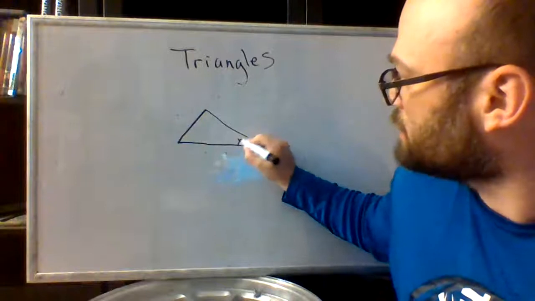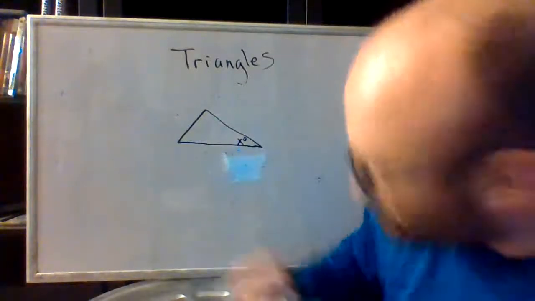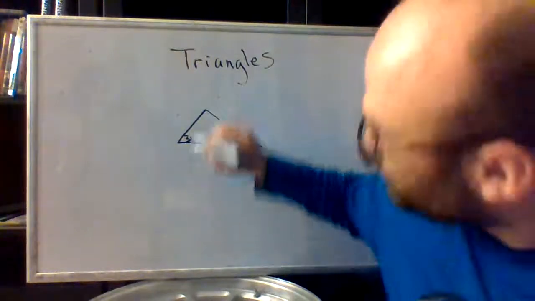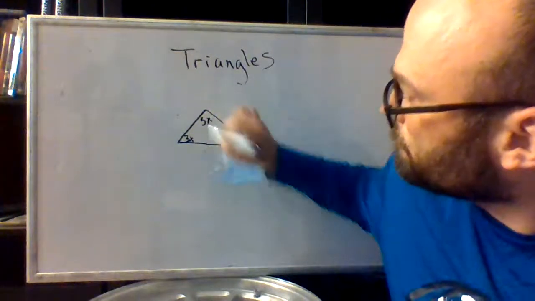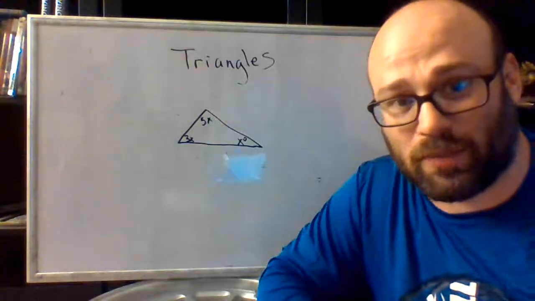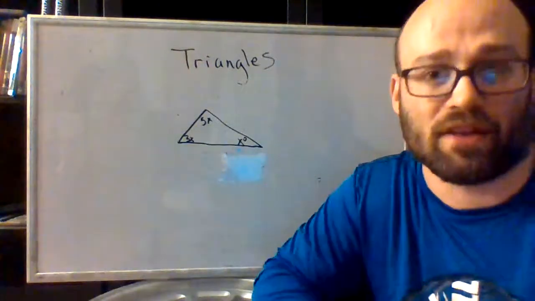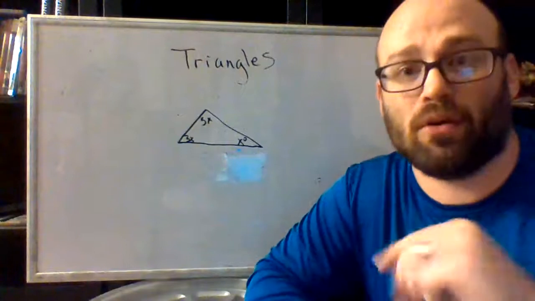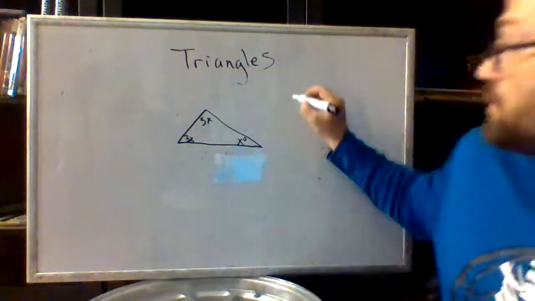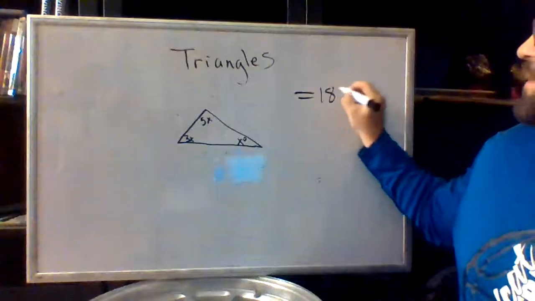We have x degrees. We have 3x. And we have 5x. So we don't really have a constant here at all, but we have 3x, we have 1x, and we have 5x. Now, once again, we know that a triangle adds up to be 180 degrees. So we know it equals 180 degrees.